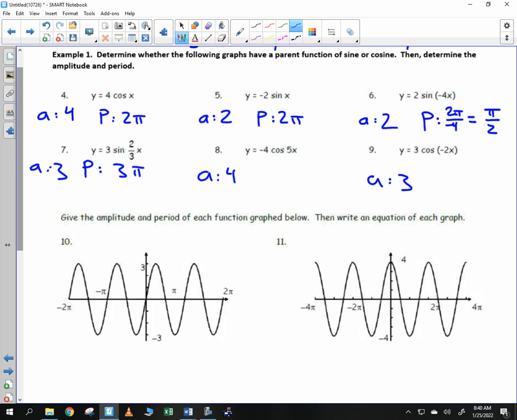How about the next one? 2 pi over 5. And there's no simplifying that, so it's done. And the last one, the period is 2 pi divided by -2. Notice the 2's cancel, we'll write it as positive, and you just get pi.